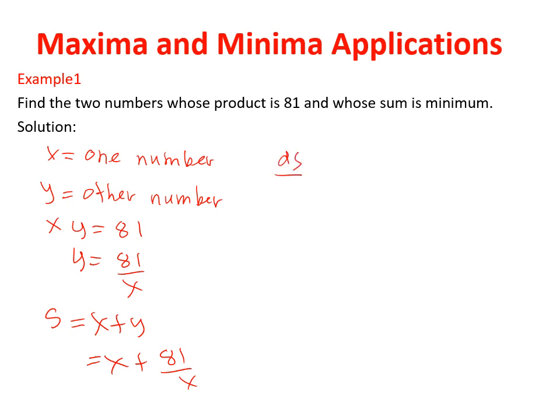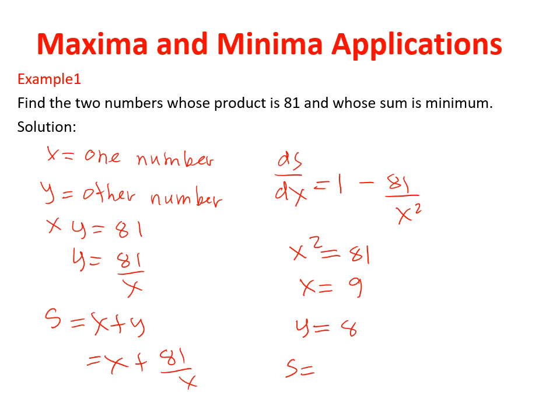Get the derivative: ds all over dx equals 1 minus 81 all over x squared, by the quotient rule. So x squared equals 81, or x equals 9 and y equals 9. So these are the two numbers whose product is 81 and whose sum is minimum. So your sum is equal to, correction, this one is 9, 9 plus 9 equals 18.